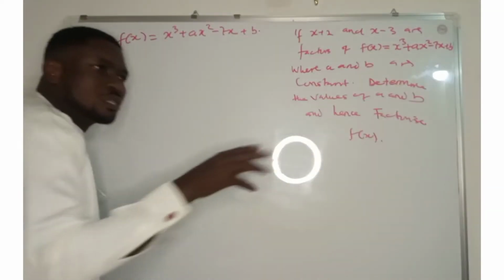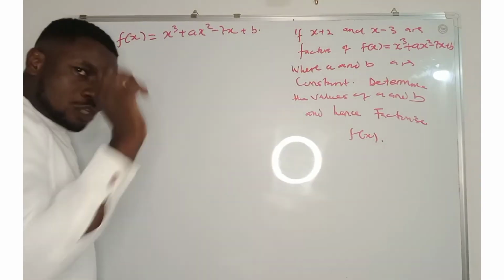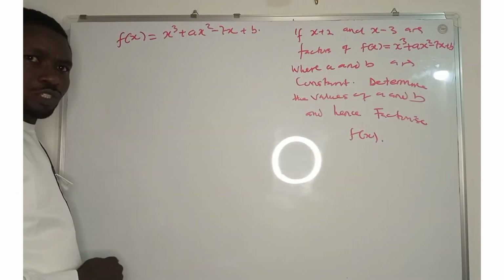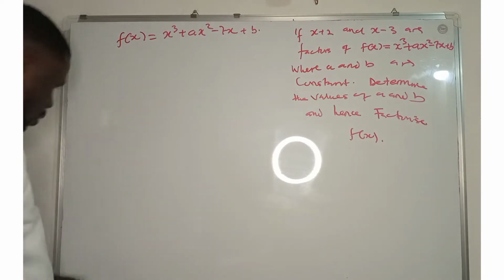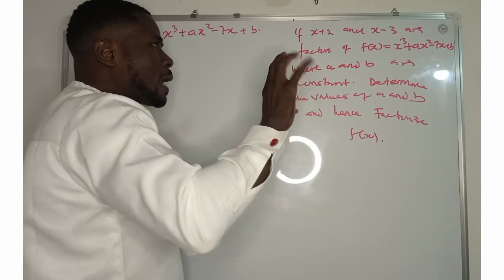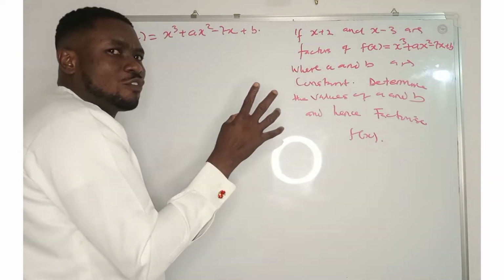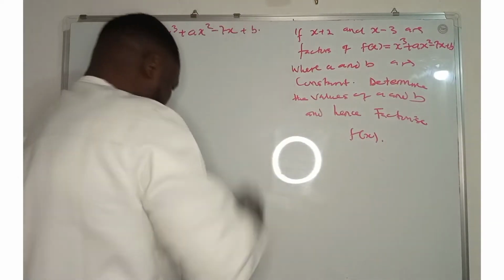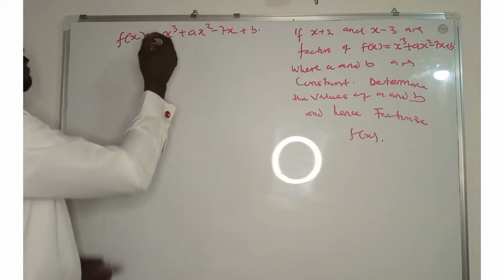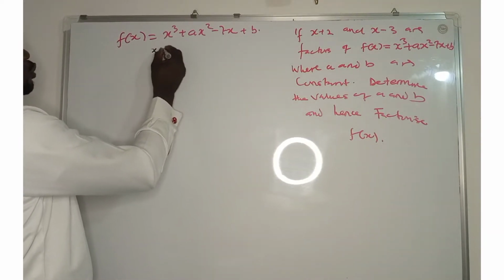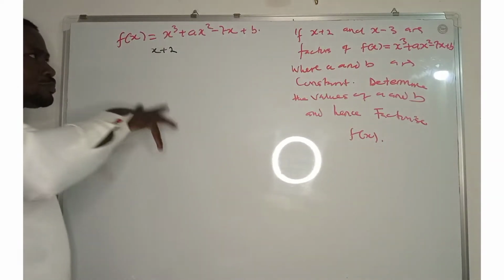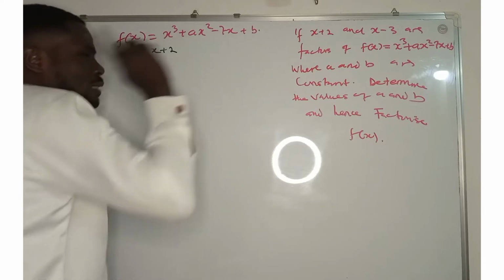You first calculate for a and b. Once you get a and b, you can now factorize the resulting expression. So let's quickly see how we can go about it. The examiner has given us information that will help us find the values of a and b. We were told that x plus 2 and x minus 3 are factors. Now, please take note, if x plus 2 is a factor, it therefore means that x plus 2 can divide this without any remainder.